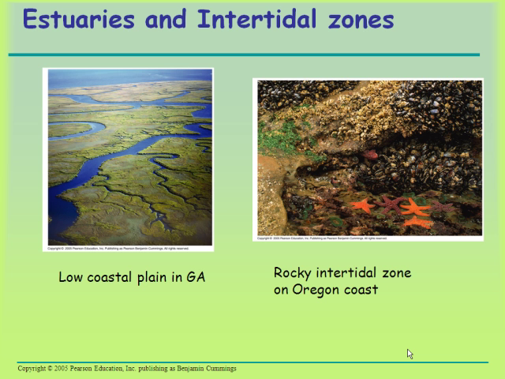Estuaries and intertidal zones. So this is an estuary in a low coastal plain of Georgia. An estuary is a transition area between river and sea. Seawater flows up the estuary canal during rising tide and flows back down during the falling tide. Often higher density seawater occupies the bottom of the channel and mixes little with the lower density river water at the surface. And this is a rocky intertidal zone on the Oregon coast on the right.